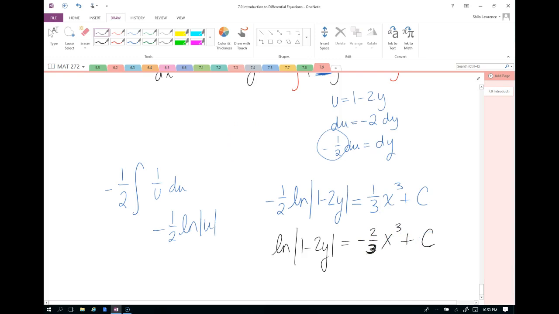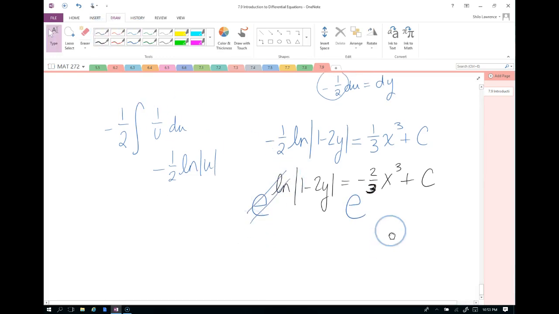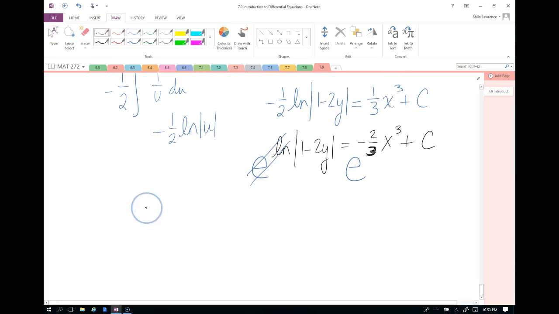C just means I'm going to add some arbitrary number. Multiplying it by negative 2, it's still going to be some arbitrary number. And now that we've got the ln in the front, I can consider both sides of my equation to be powers of e. And that will cancel my log. And once the log is gone, my absolute values can go away as well. Now I've got 1 minus 2y equals, now remember, plus c in the exponent turns into a c coefficient.